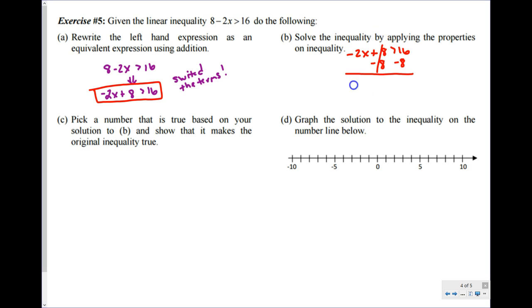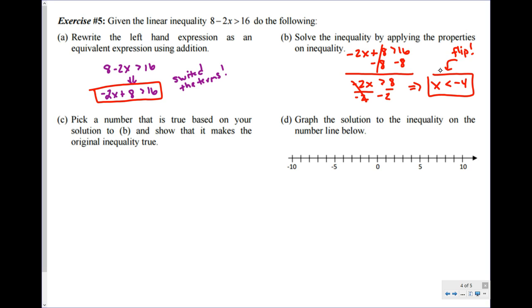These 8's cancel out, and I'm left with negative 2x is greater than a positive 8. Now to get x by itself, I divide both sides by negative 2. And when I divide by a negative, what do we have to remember? We have to flip the sign. So this becomes x is less than negative 4. I had to flip my inequality. If you don't flip it, you will not get it correct. It's really important to remember: when you divide or multiply by a negative, you flip your sign.